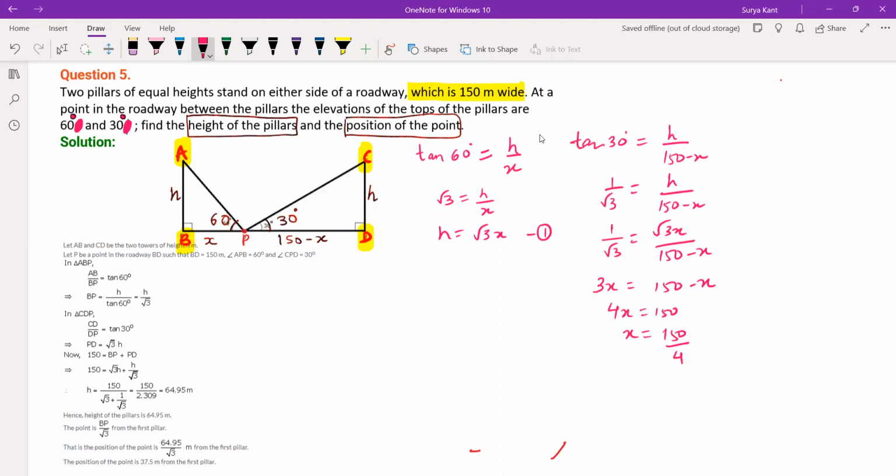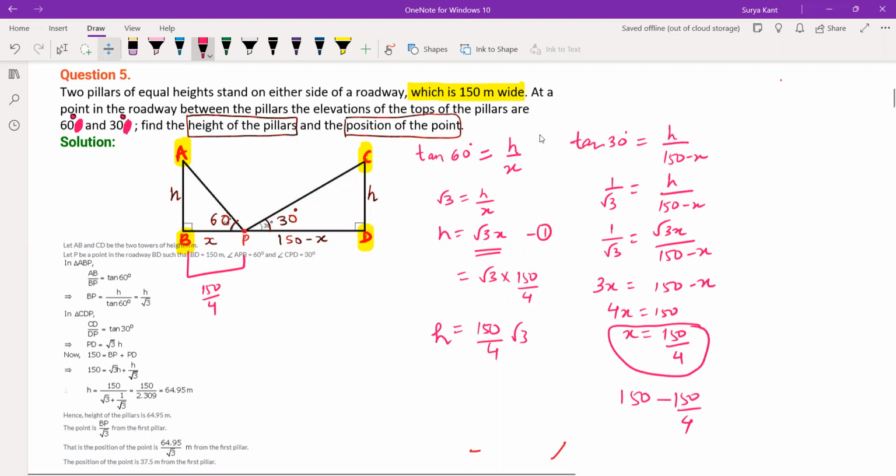What are you getting for x? 150 by 4. So this one part we got, BP, that is 150 by 4. You can divide it if you want a more proper answer. Now put it in the h value: root 3 into 150 by 4. This is the only answer, 150 by 4 root 3, the height of the pillars. And for the other point distance, you can do 150 minus 150 by 4. Is it clear to everyone?